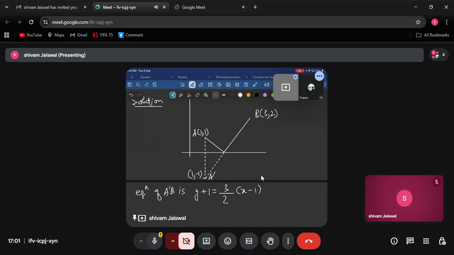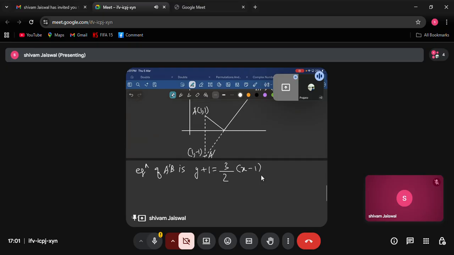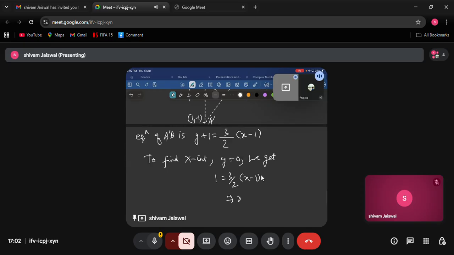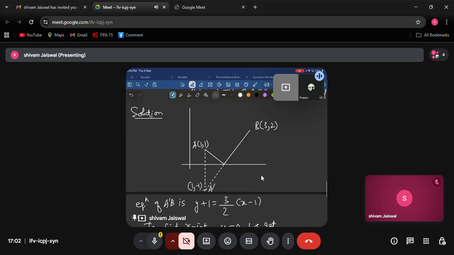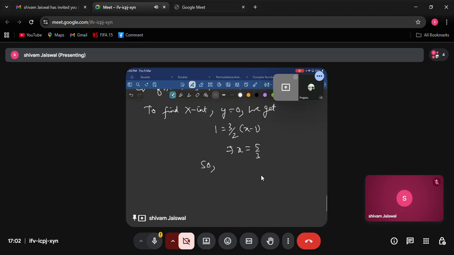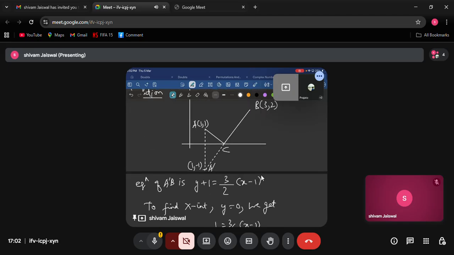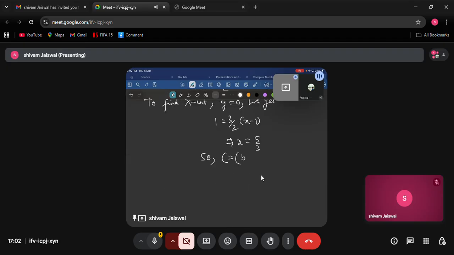Are you getting? Tell me, everyone. To find out the x-intercept, what do we need to do? Putting y equal to 0, what do we get? We get 1 is equal to 3 by 2 into x minus 1. This implies x is equal to 2 by 3 plus 1, that is 5 by 3. So this point is C only. Point C is equal to (5 by 3, 0).